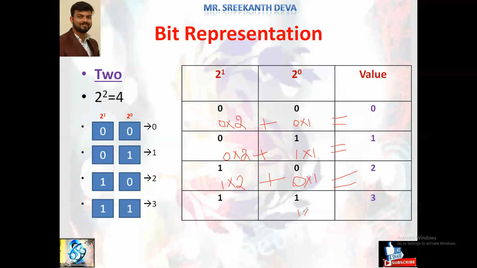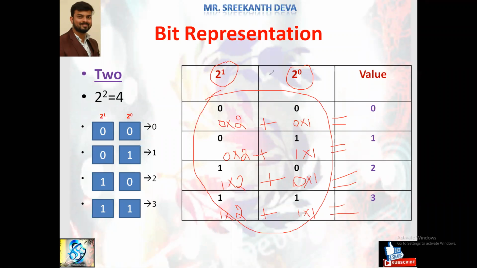Next, 1 into 2 to the power of 0 is 1. Next, 1 into 2 to the power of 1 is 2. Add these two values: 1 into 2 is 2, plus 1 into 1 is 1. 2 plus 1, the result is 3. When you pass x value equal to 2, then 2 squared becomes 4 combinations. This is the first bit, 2 to the power of 0, and the next is 2 to the power of 1. We are converting these binary values into decimal values. So this combination gives decimal values 0, 1, 2, 3.